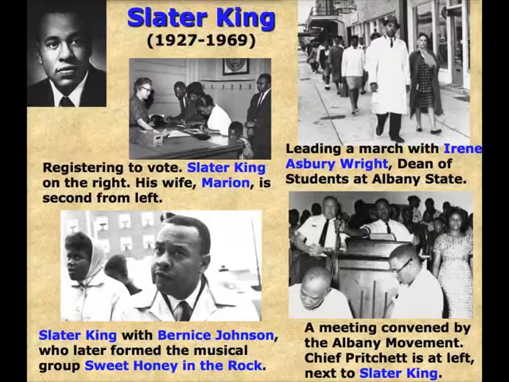Slater King's wife, Marion, joined other wives in bringing supplies to protesters who had been bused to jails outside of Albany. While visiting those jailed in the town of Camilla, she was beaten to the ground by 2 policemen. She was 6 months pregnant at the time and lost her unborn baby.